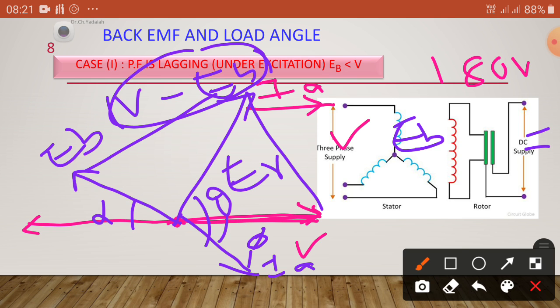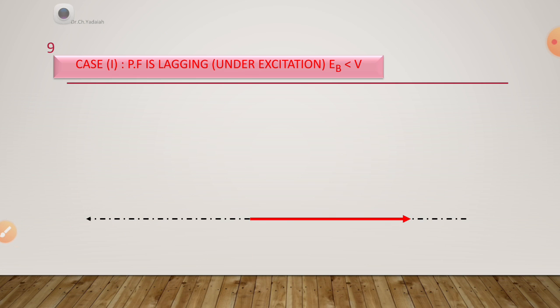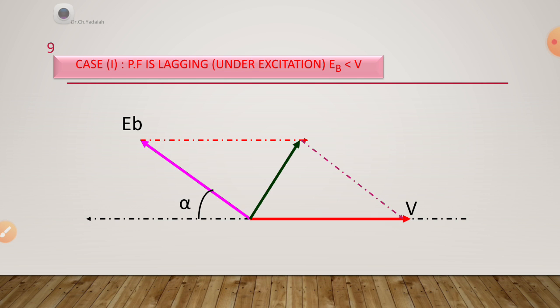Now let us see this one. This is the voltage V, and this is alpha. Based on this, EB is drawn, and the vector difference of EB and V gives the resultant voltage ER, which is at angle theta with respect to the armature current IA. The power factor angle between the voltage and armature current is phi. So it is the same vector diagram we know.